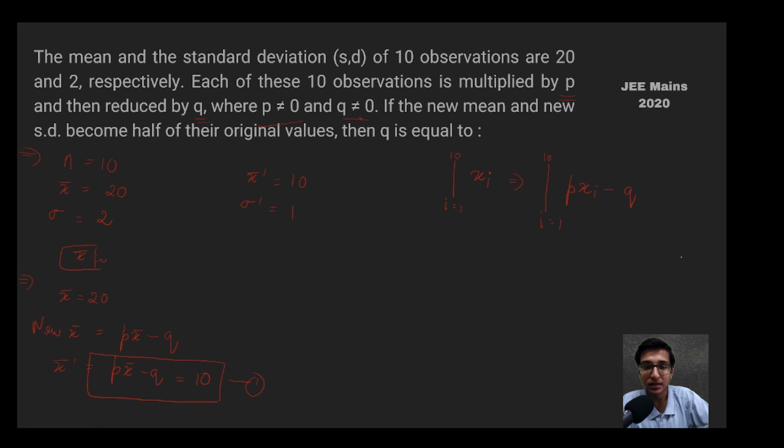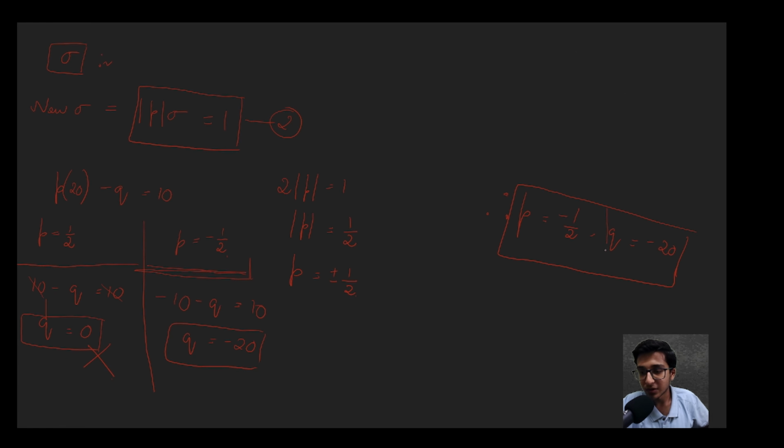And what was asked in the question? We had to find the value of q only, and that was minus 20. So this is how we get the answer.